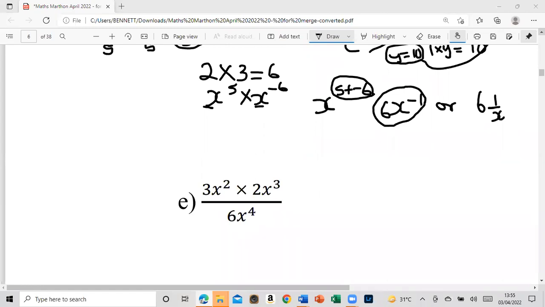Sir, is it 6x to the first? No, sorry, x to the first power.